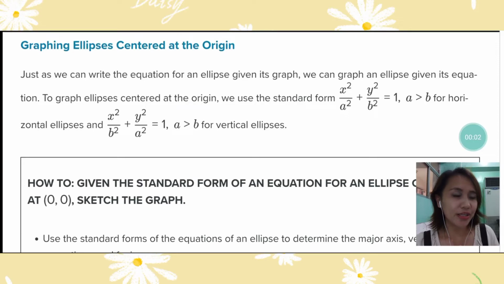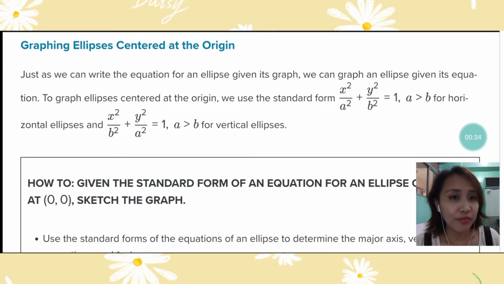Hi everyone, this is part 3 or the last part regarding the discussion on ellipse. For part 3, we'll be talking about graphing ellipses, both centered at the origin and not at the origin. Just as we can write the equation for an ellipse given its graph, we can also graph an ellipse given its equation.